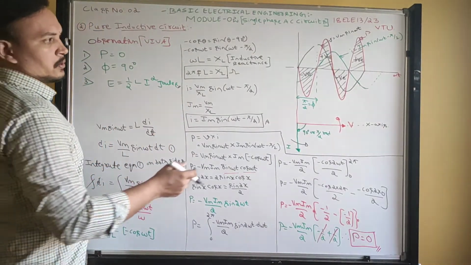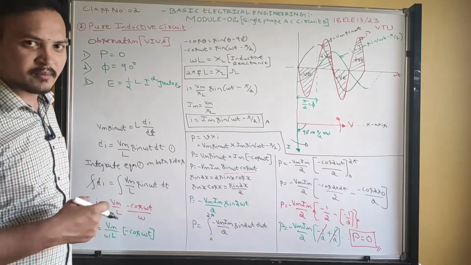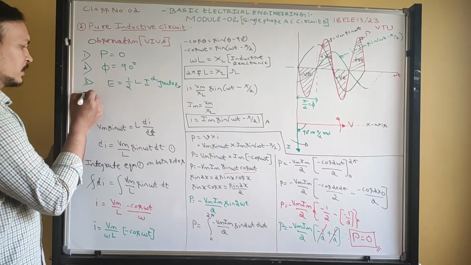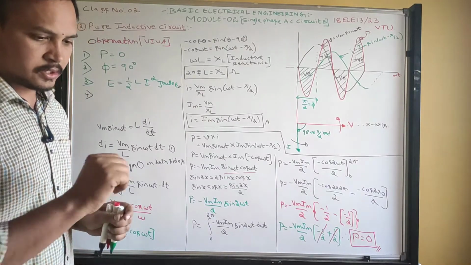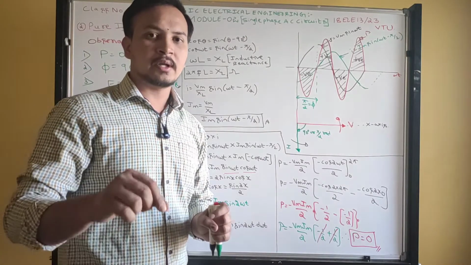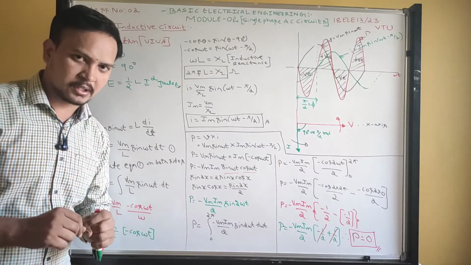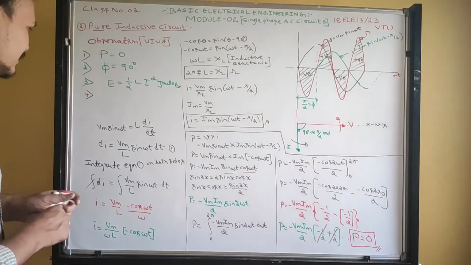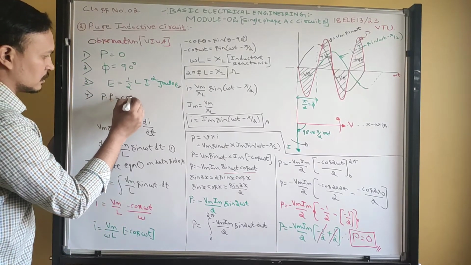So, the shaded portion in the power waveform indicates the energy stored in the inductor in the form of magnetic field, that is E is equal to half Li square joules. Okay, next, fourth point. The power factor of pure inductive circuit is 0. What is power factor? Cos phi.